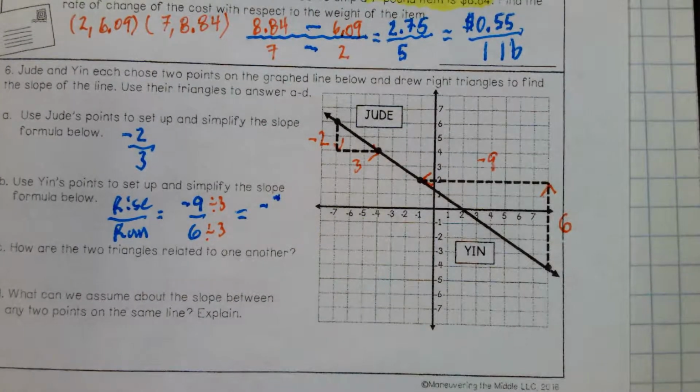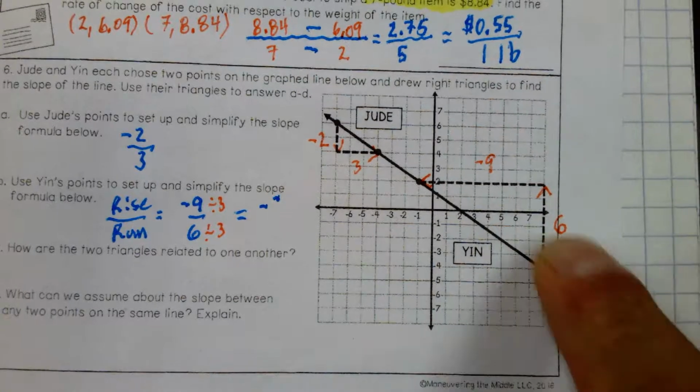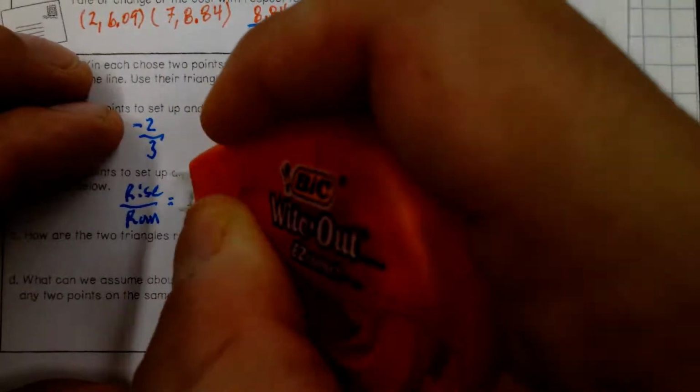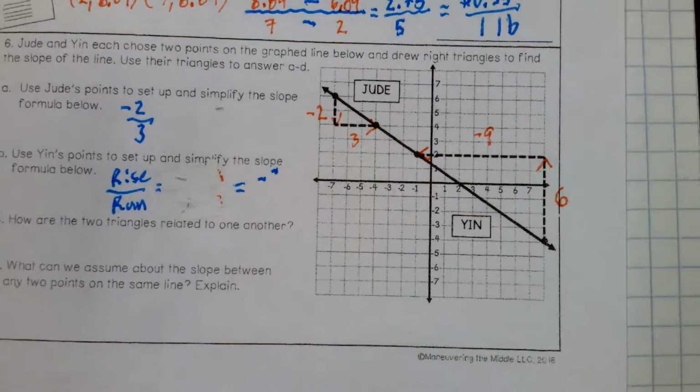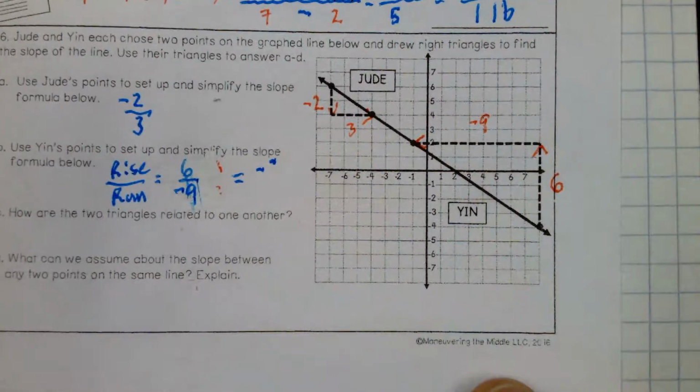Oh, yeah. Hold on. You know what I did wrong? I put my numbers in the wrong order. I do the rise over the run. Here I did the run over the rise. Let's fix that. I apologize. We are going to have to reduce it still, though. Okay. So the rise was 6. And the run was -9. Okay, that's better. And we could still divide by 3.